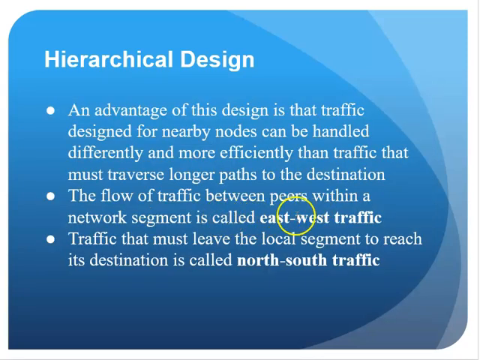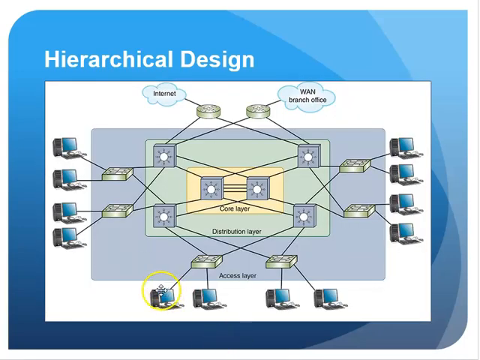They also talk about east-west traffic and north-south traffic. The east-west is within peers, within that layer of that network segment. So here, this would be east-west traffic, from here over to here, or even from here over to here, at this peer layer, or even this switch here over to this switch over here.